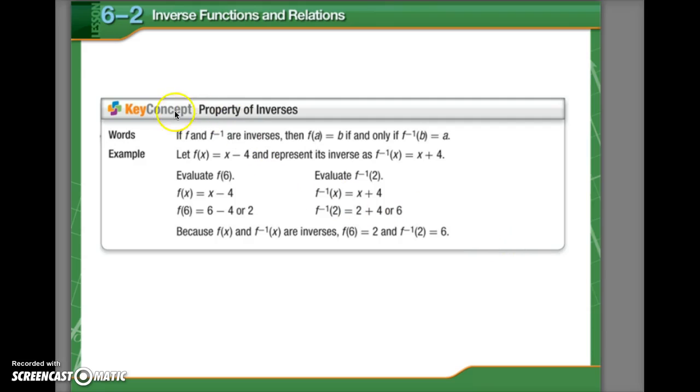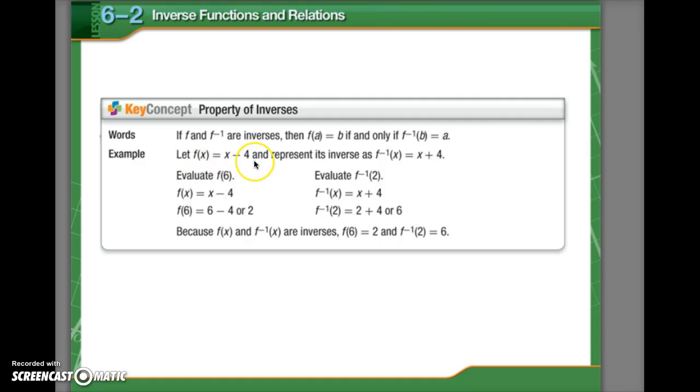Okay, so here is the concept for inverses if you want to find the inverse of a function. It says if f and f inverse, this is how you say inverse of a function, f to the -1 power. Don't say -1 power, it just means f inverse. Then f of a equals b if and only if f inverse of b equals a. So essentially what's happening is you're flipping the a and b, which when we use x and y, we're flipping x and y.